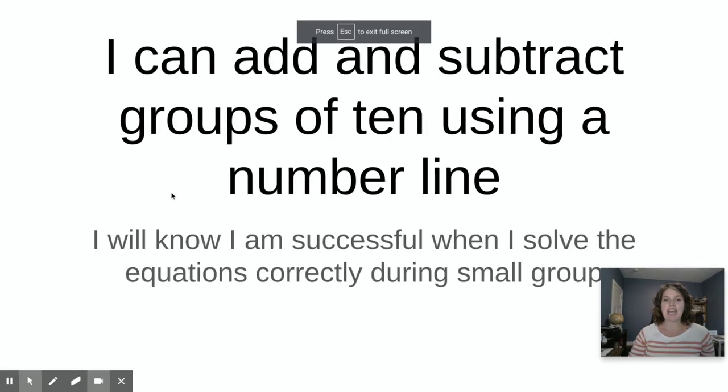So today you're going to be able to add and subtract groups of 10 using a number line. You'll know you're successful when you can solve some equations correctly during our small group today. So as you can see, we are really focusing on students being able to add groups of 10 and subtract groups of 10. The goal for first grade is that you can do this mentally, meaning in your head, without having to use that number line.